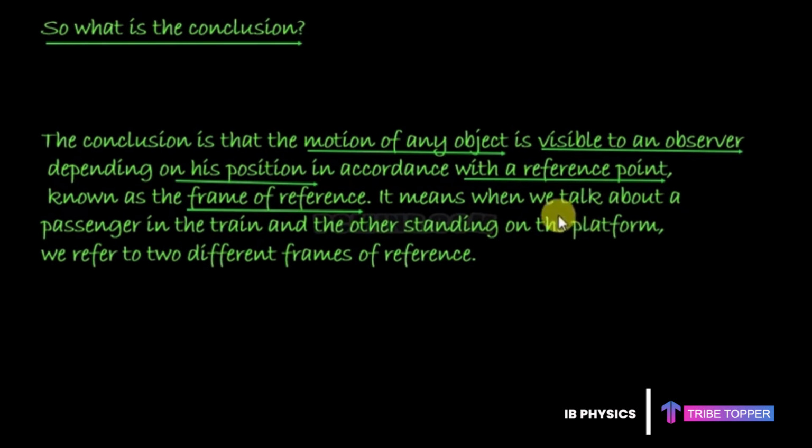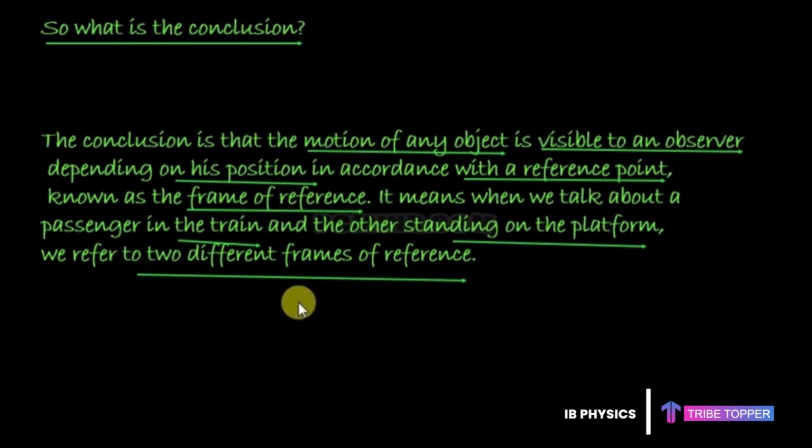For example, when we talk about a passenger in the train and the other person standing on the platform, we refer to two different frames of reference. The moving train is one frame of reference and the platform is another frame of reference. That is why the objects which appear to be stationary to the person standing on the platform might be in motion for the people moving in the train.